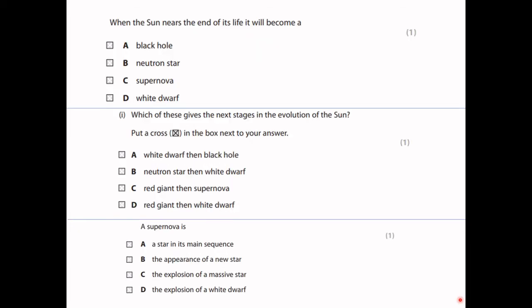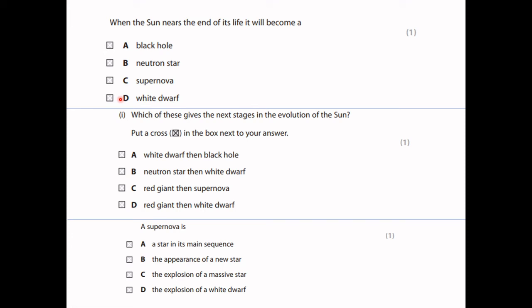Okay, here are 3 more multiple choice questions for you to have a go at. Pause the video and see if you can answer these 3 questions. Okay, question 1. When the sun nears the end of its life, it will become a... Well, the sun is not one of the massive stars, so we know that we can rule out black hole, neutron star and supernova, so the answer must be white dwarf. So the answer for the first one is white dwarf.